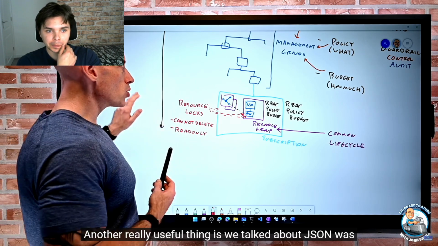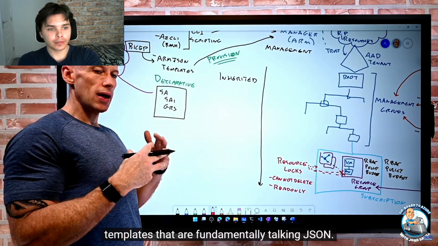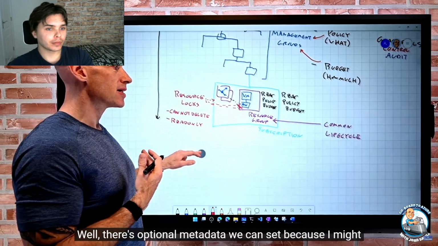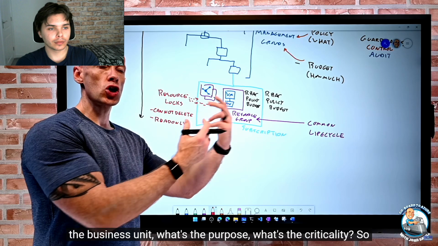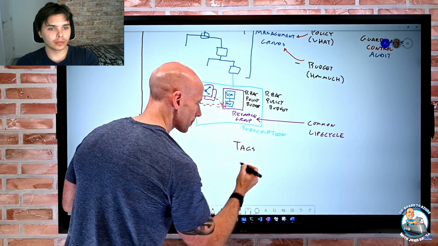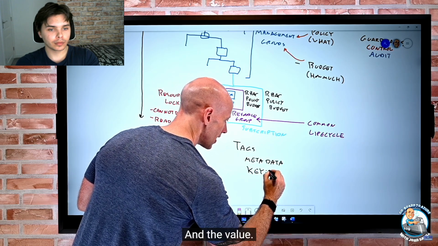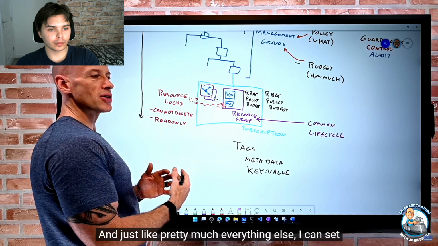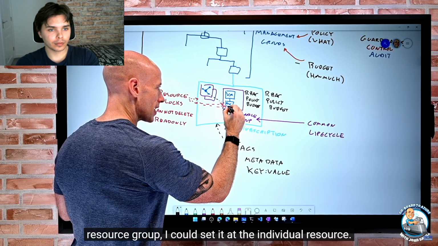Another really useful thing is we talked about JSON was kind of the metadata. So these aren't JSON templates that are fundamentally talking JSON. Well, there's optional metadata we can set. Because I might want to be able to identify who's the owner, what's the business unit, what's the purpose, what's the criticality. So if I want metadata, one of the things we can add is something called tags. And again, this is basically metadata. It is a key and a value. And just like pretty much everything else, I can set it at the subscription, I can set it at the resource group, I can set it at the individual resource.